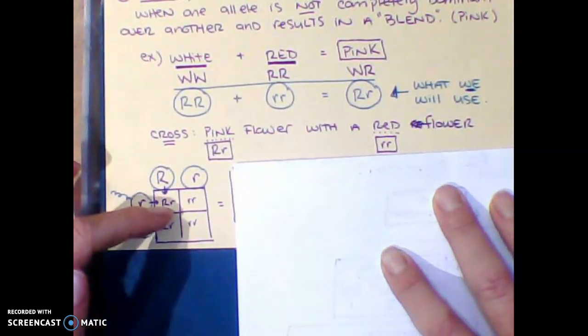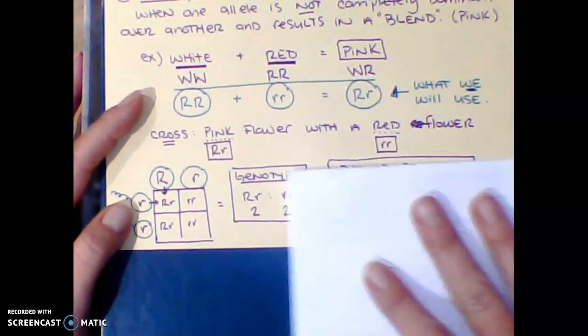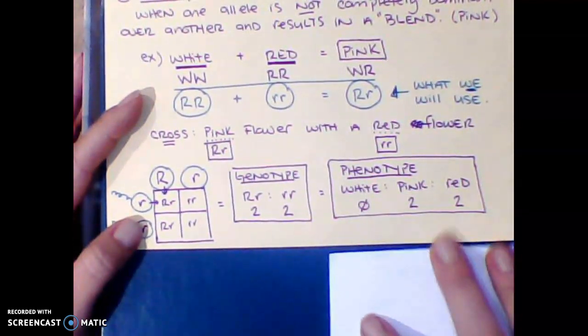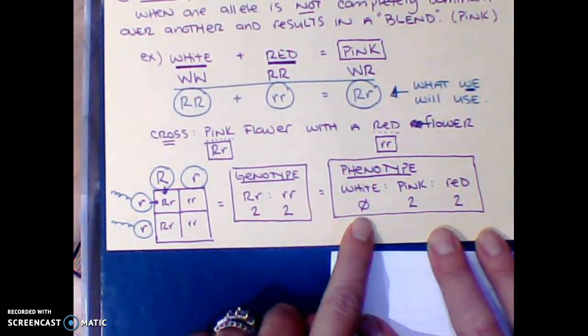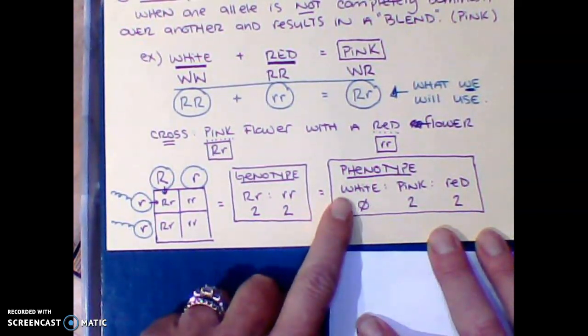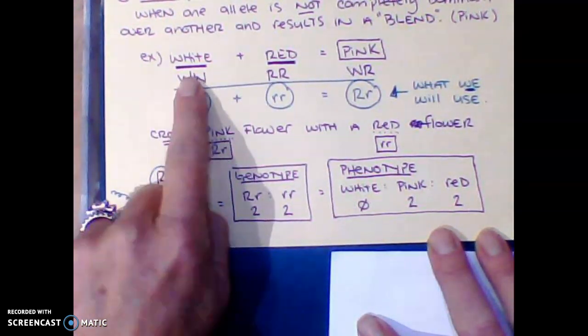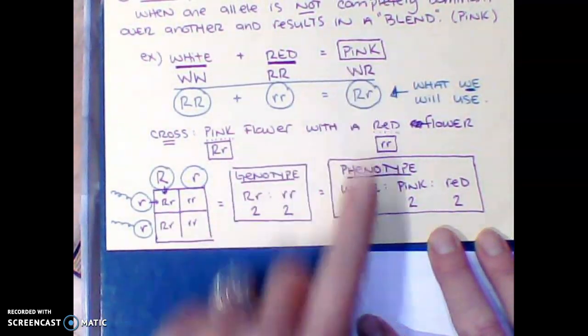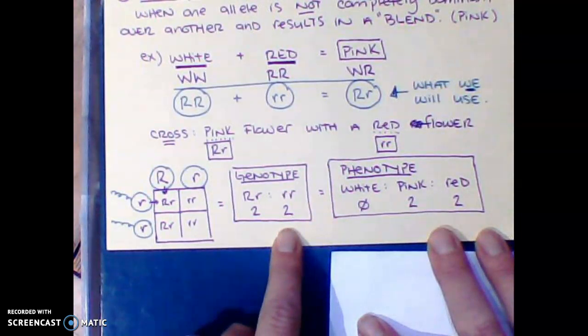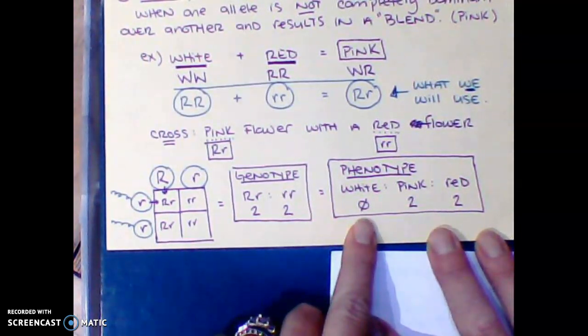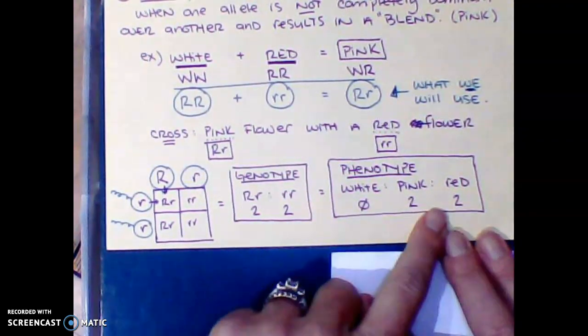Remember, drop it down, bring it over, and make sure to write out your genotype and phenotypes. Now what's different here than what we did before is I would like for you guys to actually include the 0 because white is still a phenotype, still right there. We have options of white, red, and pink. So you need to say that in this specific generation, we got 0 white, 2 pink, and then 2 red.